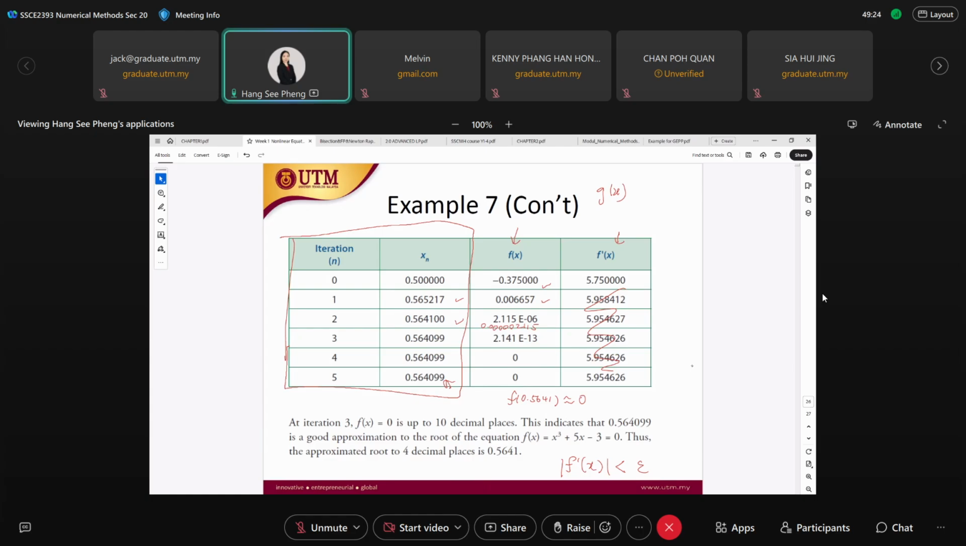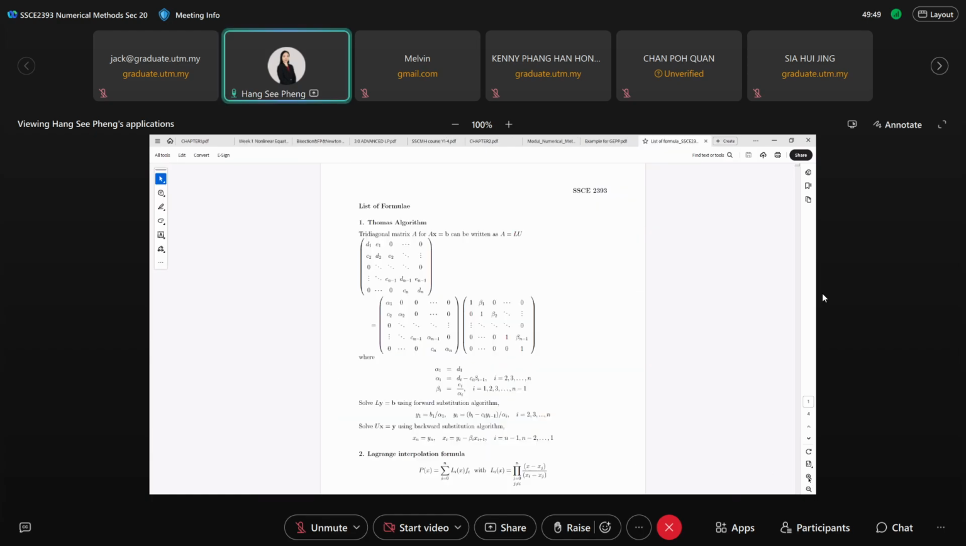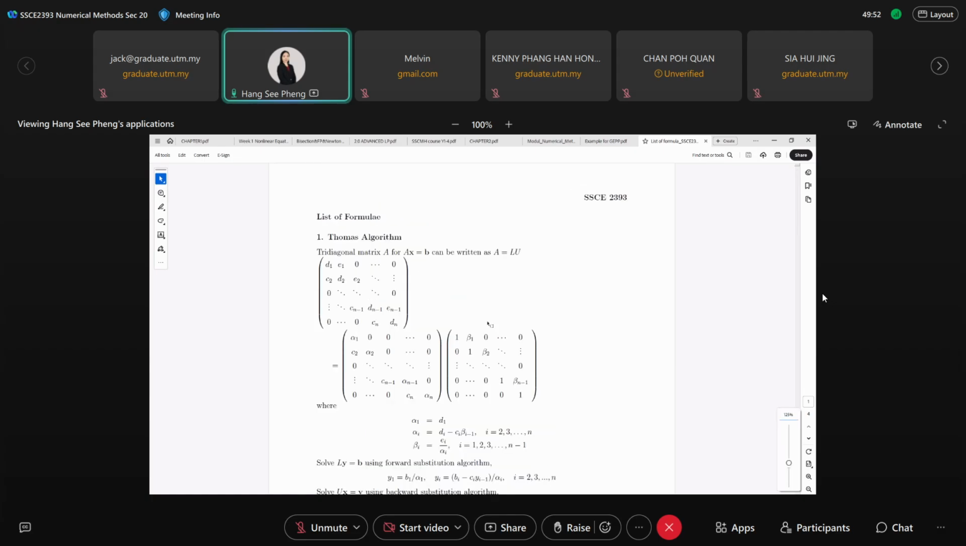Because normally, the nature of these examinations, especially the final exam, there are so many formulas that will be tested. Okay, maybe I show you the list of formulas. Numerical methods, there are many methods. Okay, show you here. This is basically the list of formulas that you can see during the final exam.